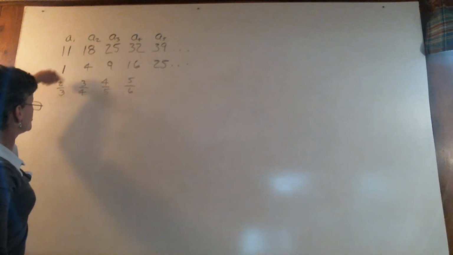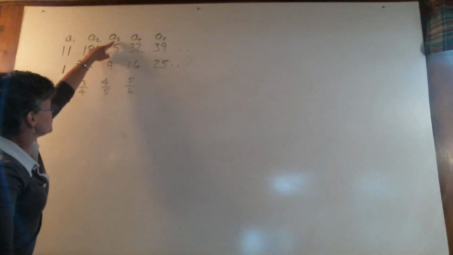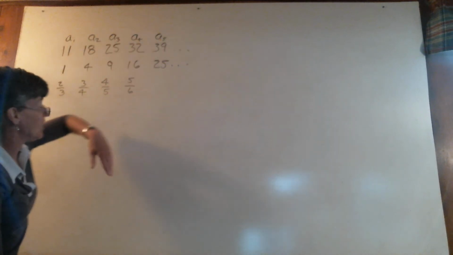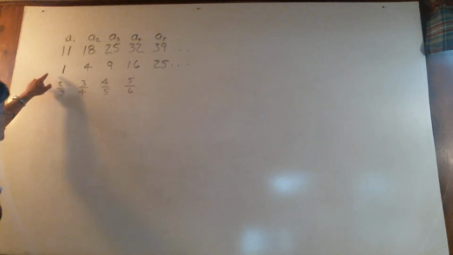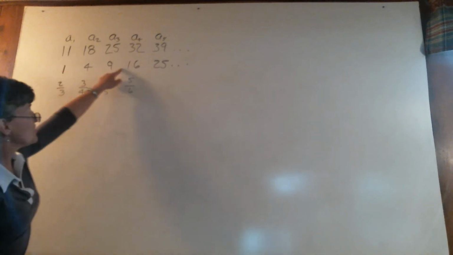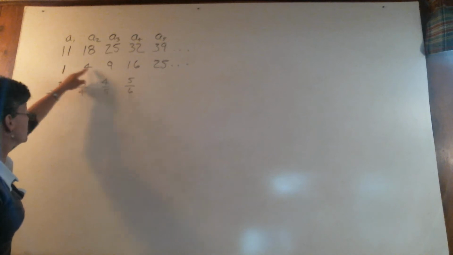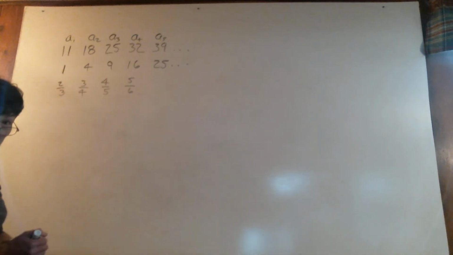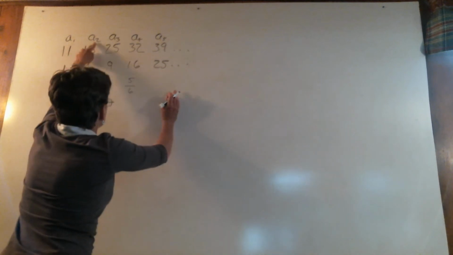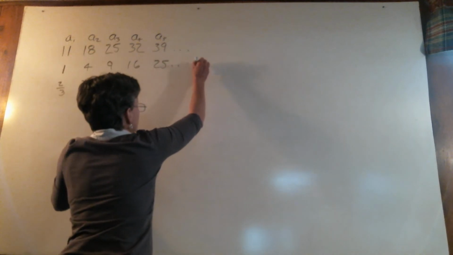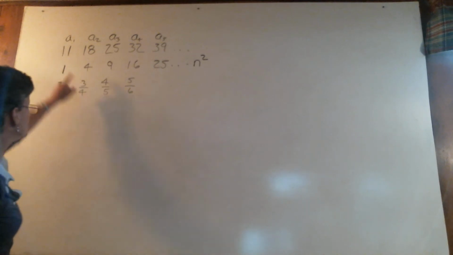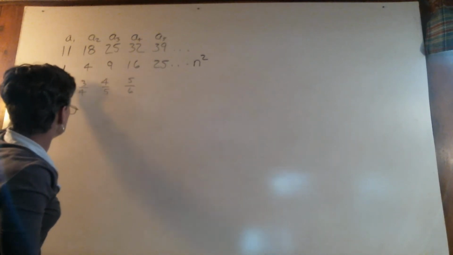This is the first term, this is the second term, this is the third term. So we call them a sub 1, a sub 2, a sub 3, a sub 4, a sub 5. Now, if you look at this middle pattern, these are all perfect squares. And so this is 1 squared, 2 squared, 3 squared, 4 squared, or in other words, we could say n squared. That would be one way to write the nth term for that pattern right there.